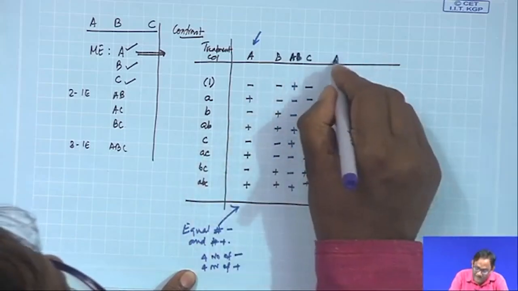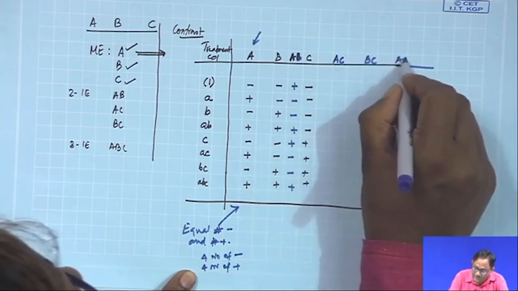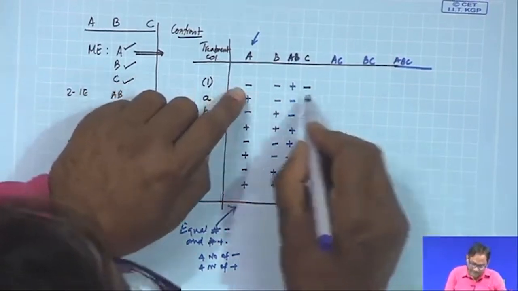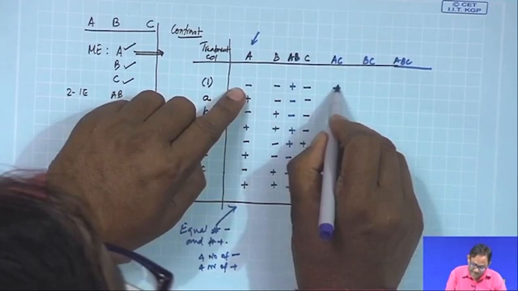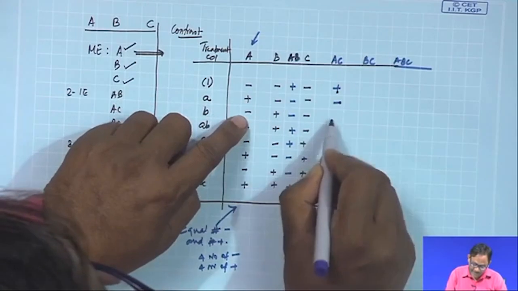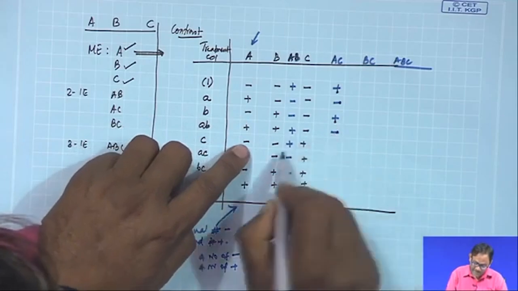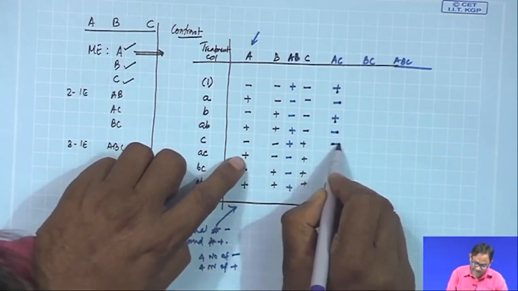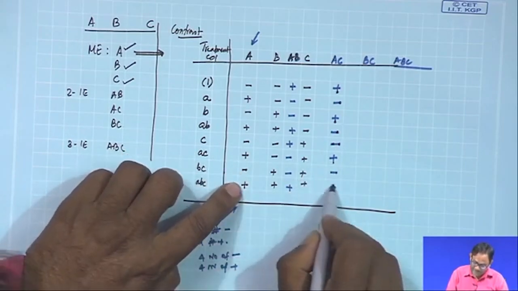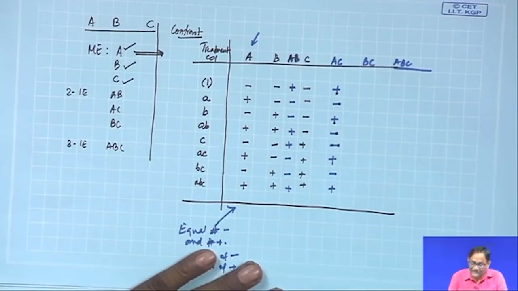Now, you want to find the AC column, the BC column, and what more? The ABC column. How do you find AC? Multiply A versus C: minus, minus, plus, plus, minus, minus, minus, minus, plus, plus, minus, minus, minus, plus, minus, plus, plus, plus, minus, plus, minus, plus, plus, plus. The checkpoint is an equal number of plus and minus.